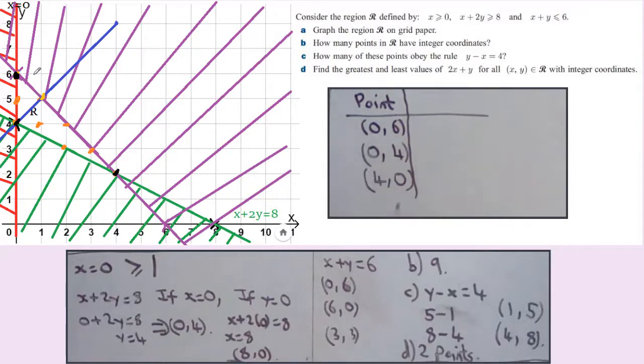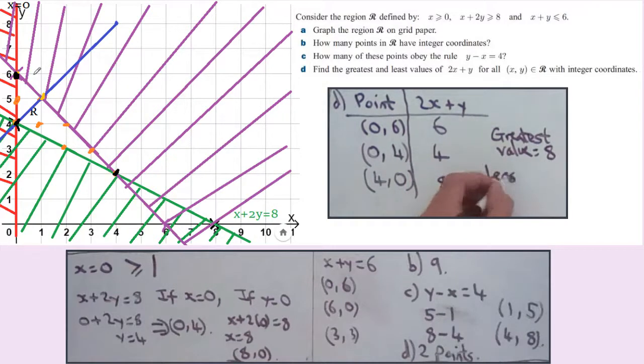And then at these points I want to see, well, what's the value of 2x plus y? So if x is 0 and y is 6, well, 2 times 0 plus 6, that is 6. If x is 0 and y is 4, it's 2 times 0 plus 4, which is 4. And if x is 4 and y is 0, you're going to have 2 times 4 is 8, plus 0, which is 8. So the greatest value equals 8, and the least value equals 4.